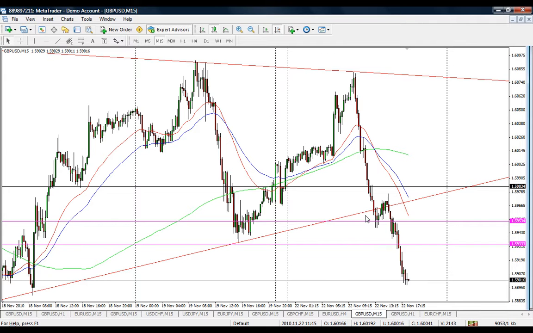Okay, that's it for this trade on GBP USD 15-minute chart on the afternoon of Monday the 22nd of November 2010.